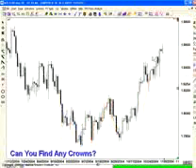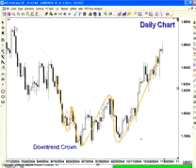Now, can you find any crowns in this chart? Put your machine on pause. Let's see what you come up with. There you go. There's the outer downward trend line. Okay? Market was making lower lows and lower highs until it rallied up, made a higher high.